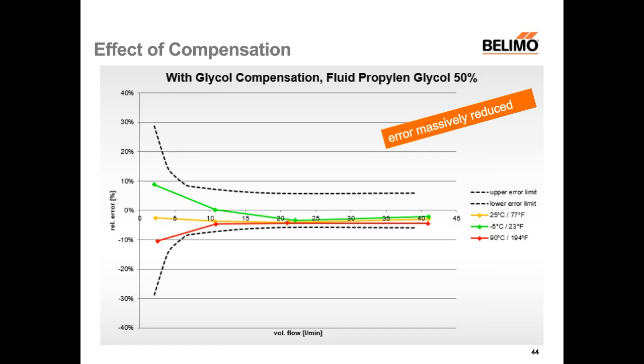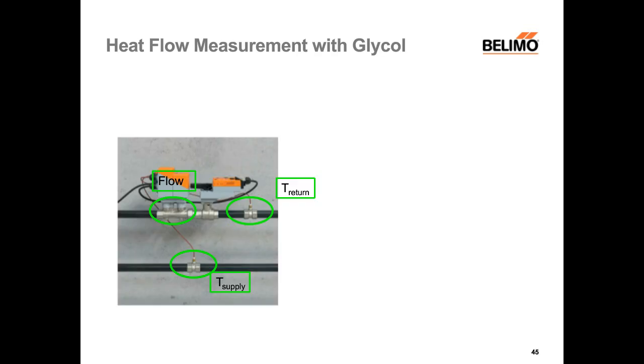So, to retrieve the heat flow with Glycol, we again measure the flow velocity. But this time, we apply the correction curve based on the Reynolds number. Then we multiply with the area of the cross-section A, we multiply with the density, and we multiply with the temperature difference and the heat capacity to retrieve the heat flow or the thermal power.